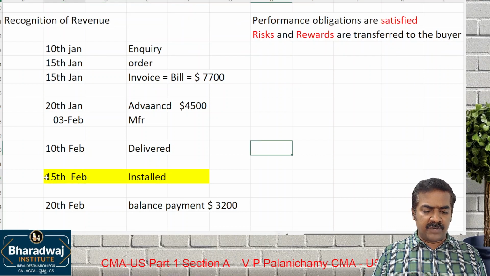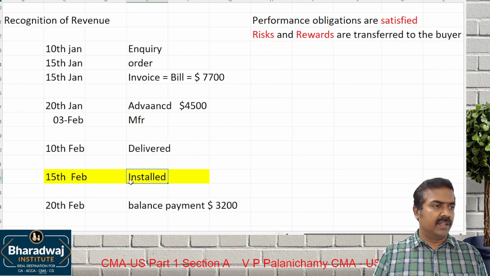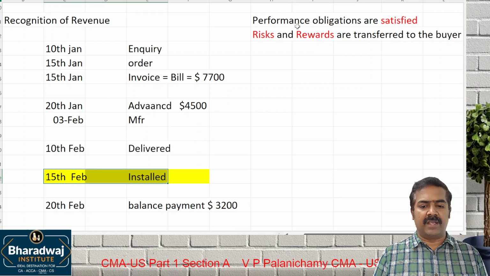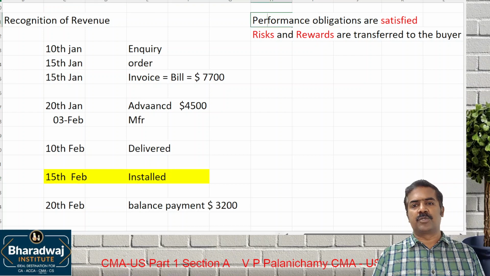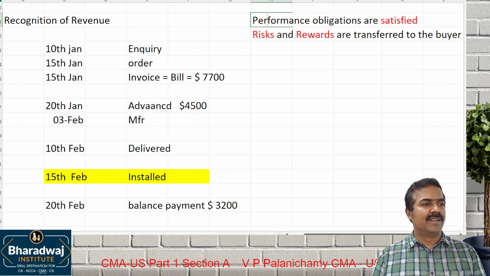Clear? After 15th February, if something happens like damage, the buyer is responsible. After 15th February, the reward of using the commodity also is with the buyer. Otherwise, my performance obligation is over. When is my obligation over? When I gave the delivery of the goods and the usage of the goods.